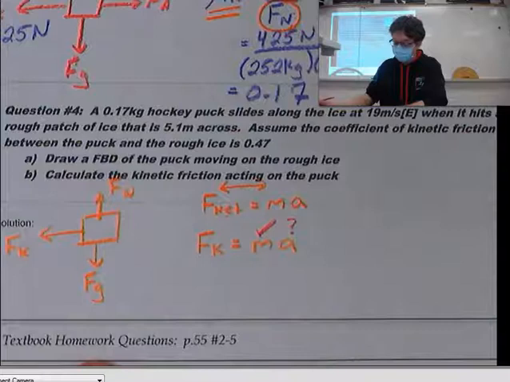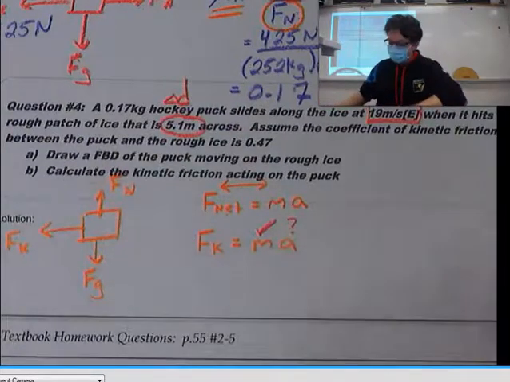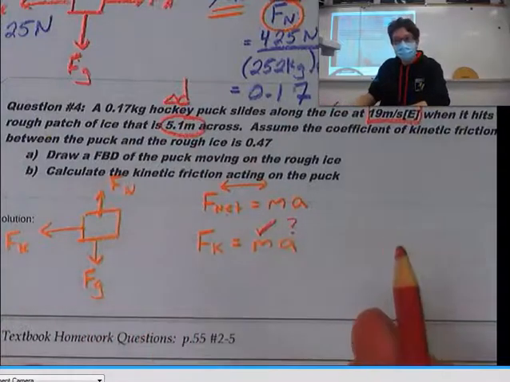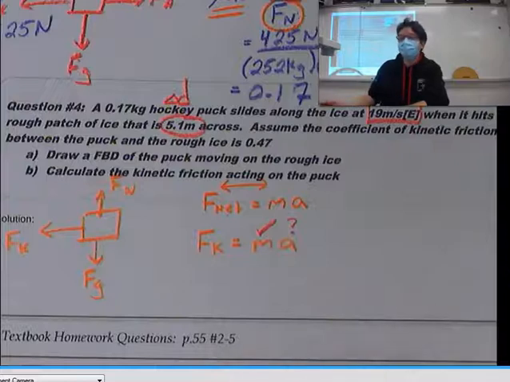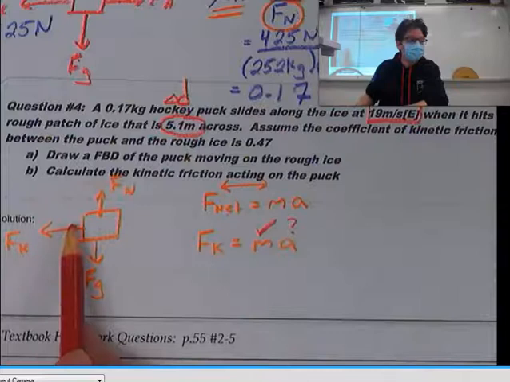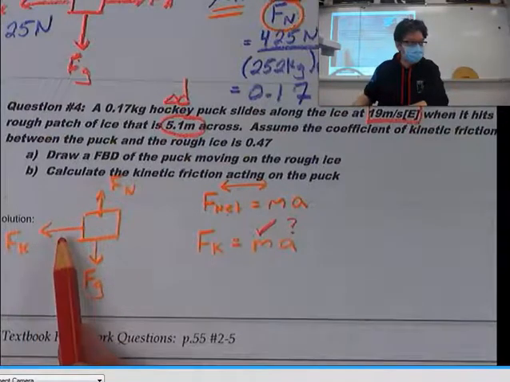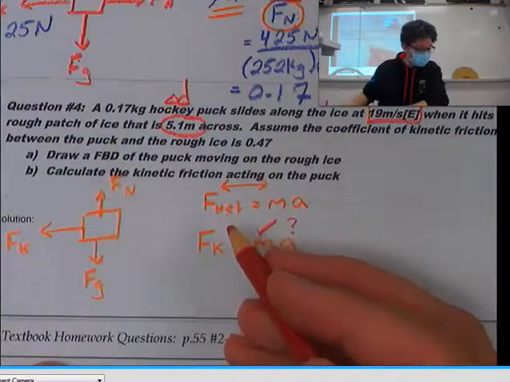Alright, so just to recap. We do not need an applied force forward, just because we're moving forward. In this case, we're slowing down. And forces cause change in motion, not motion. So kinetic friction will be in the opposite direction of our motion, causing it to slow down. And so we know that net force equals ma.